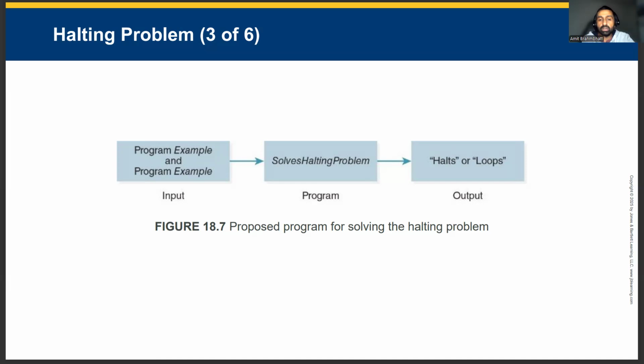This is the structure of the solver. By formalizing the idea, we can analyze its behavior more precisely and identify the contradiction that proves the halting problem is unsolvable. The slide prepares us for the construction of a new program that exploits the assumed solver, ultimately showing that any such solver leads to inconsistent results.